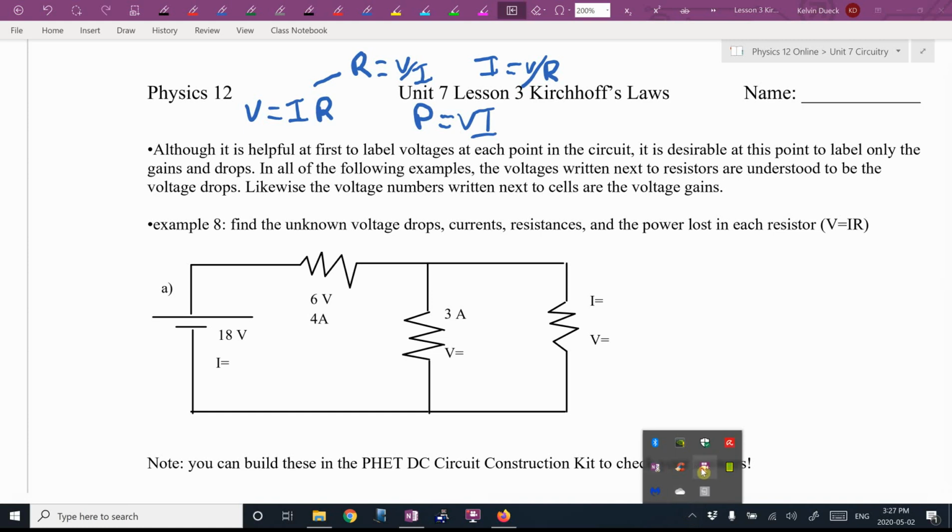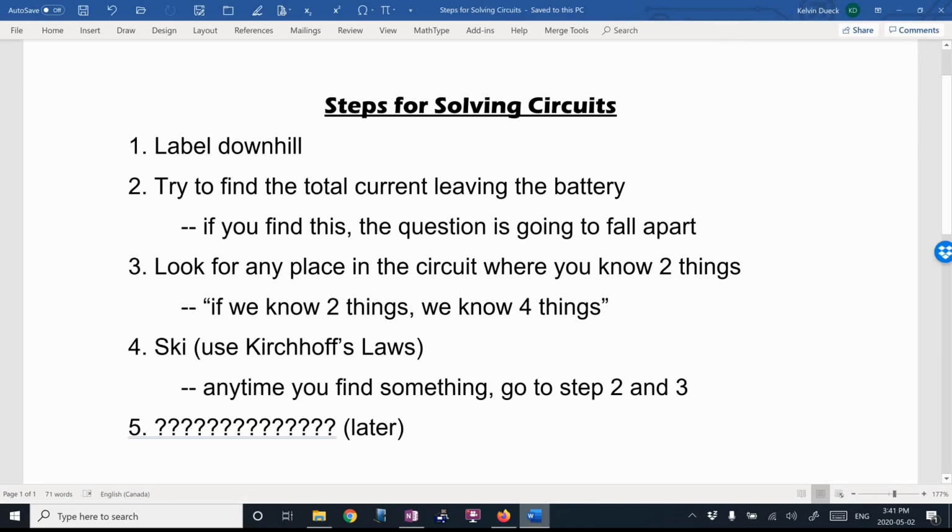Let's go pause for a second. So example 8 says find the unknown voltage drops, currents, resistances, and power lost in each resistor. Now, there are some steps you want to do when you're solving a circuit. Here they are. Don't worry about writing this down. I'm going to send this to you, but I'm not going to send it to you as part of this lesson. I'll actually include it in the next lesson because there's still one more mystery step that I have to cover with you. But for now, first thing, label downhill.